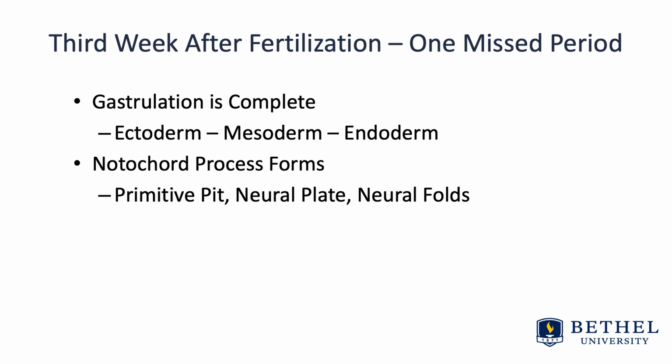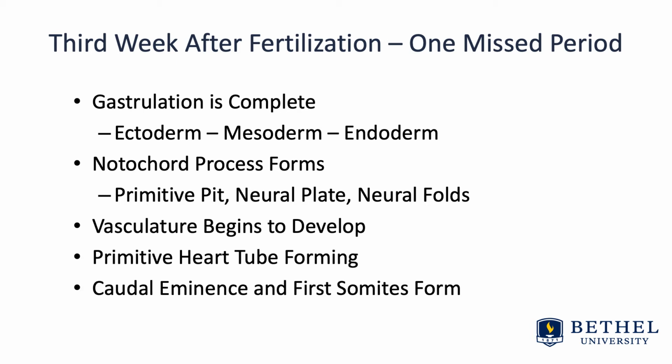Vasculature begins to develop. The primitive heart tube is forming, which is creating the basis for the cardiac structure. And then the caudal eminence and the somites. And caudal eminence is essentially the head structure. And then the somites are the little ridges that you're going to see in what looks like a tail appearance. And so that starts to form at about the third week after fertilization.